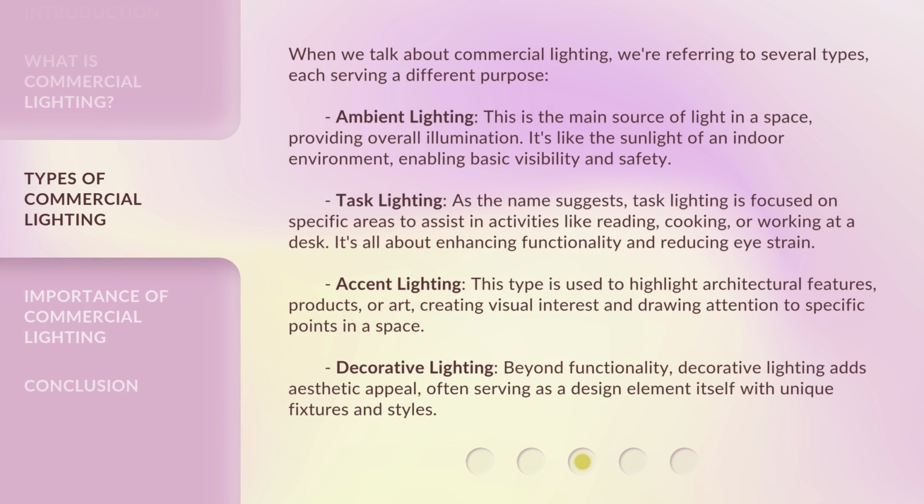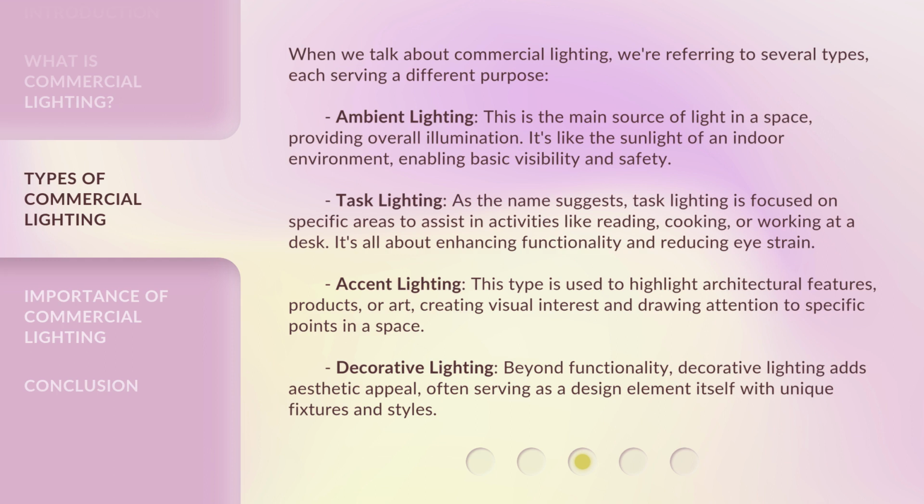When we talk about commercial lighting, we're referring to several types, each serving a different purpose. Ambient lighting. This is the main source of light in a space, providing overall illumination. It's like the sunlight of an indoor environment, enabling basic visibility and safety. Task lighting. As the name suggests, task lighting is focused on specific areas to assist in activities like reading, cooking, or working at a desk. It's all about enhancing functionality and reducing eye strain.